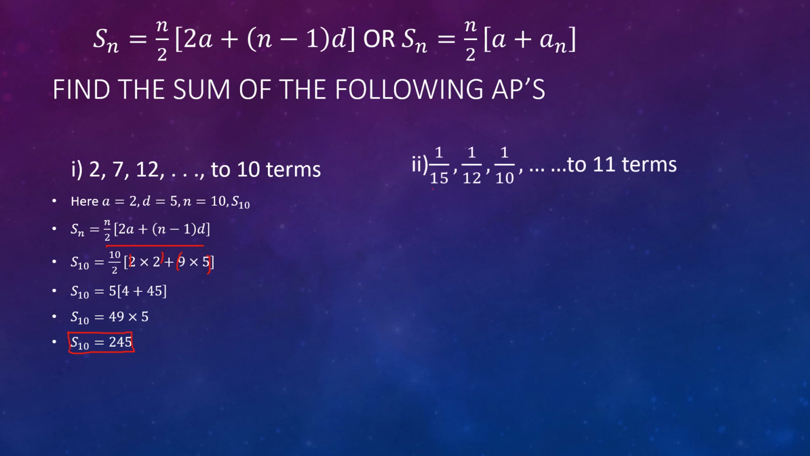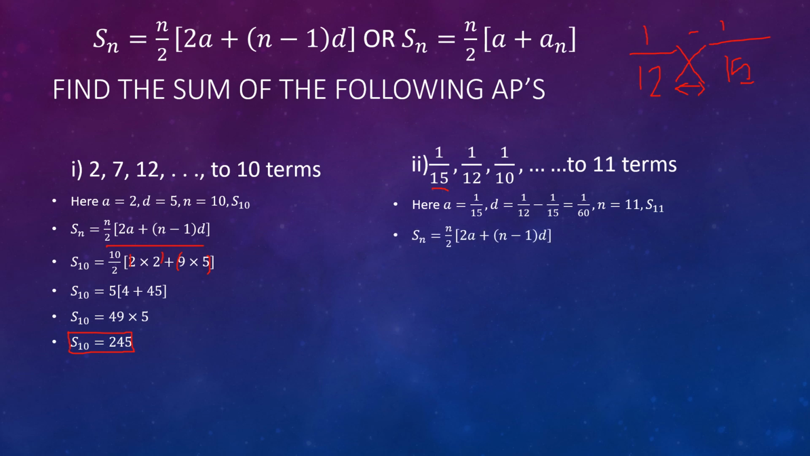See, again here A is 1 by 15. What will be D? 1 by 12 minus 1 by 15. That is 1 by 12 minus 1 by 15. You will cross multiply like this. So you'll get 1 by 60. See, 15 minus 12, that is 3. 3 by 12 into 15, that is 1 by 60. N is 11. So I want to find S11.